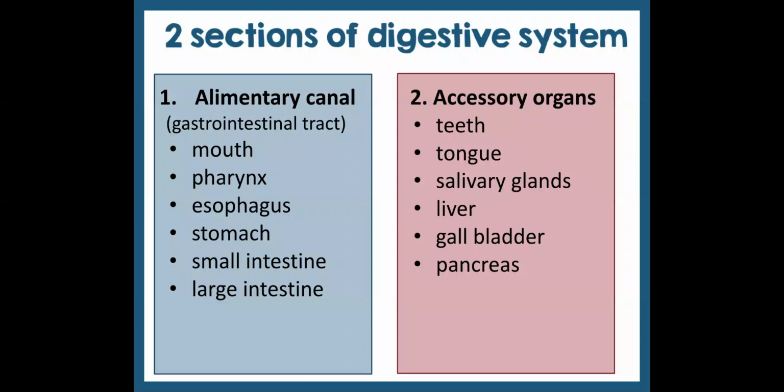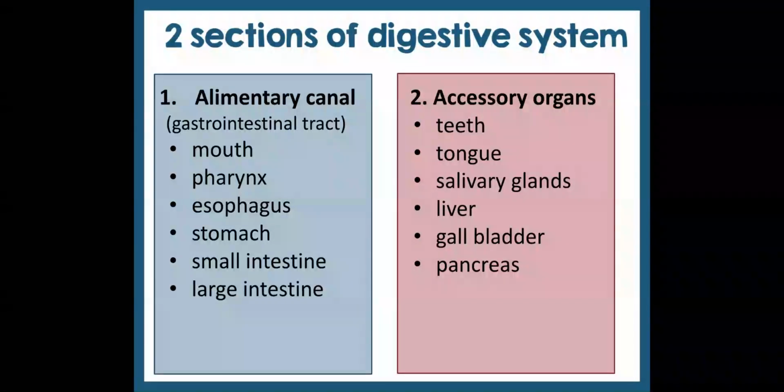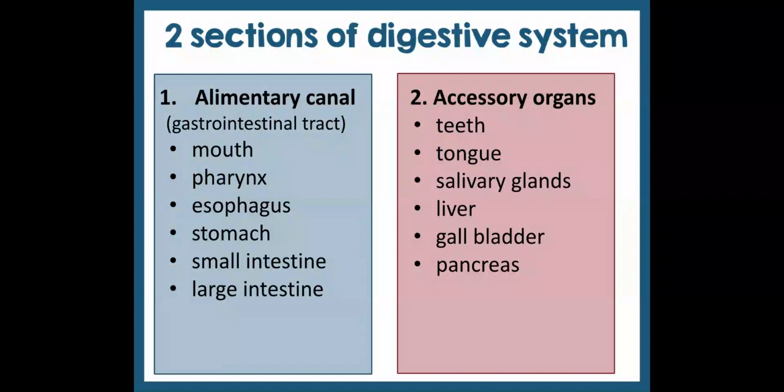Now, there are two sections of the digestive system. There's the alimentary canal, and then there are the accessory organs. The alimentary canal, it's also called the gastrointestinal tract, includes the mouth, the pharynx, the esophagus, the stomach, the small intestine, and the large intestine. These form one tract that the food travels through. The accessory organs are not a tract that the food travels through. Rather, these organs aid in the digestion of the food. So these are things like the teeth, the tongue, the salivary glands, the liver, the gallbladder, and the pancreas.